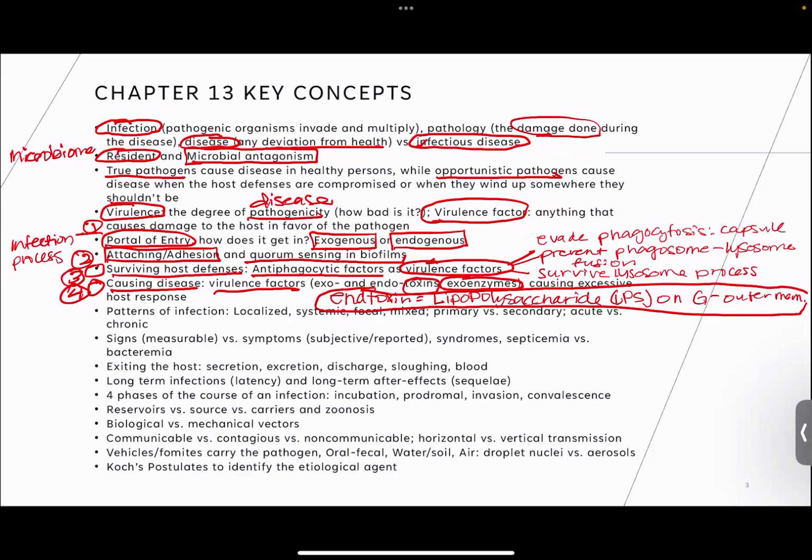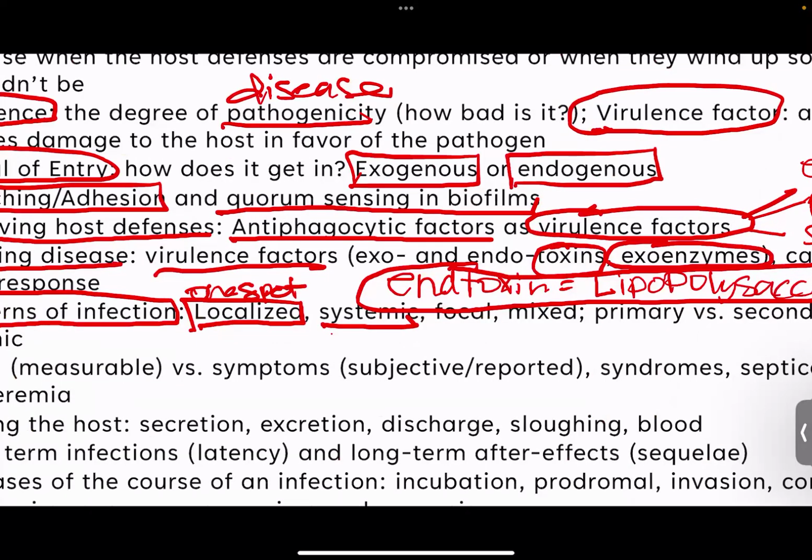When we're following infection, there are different patterns of infection that we can see. Localized infection is like whenever you have a boil or a pimple. It's in one spot and that's where it is. It's not spreading anywhere else. Systemic infections are going to be all over the body. Focal is spread from one spot to another spot, like the next level of local.